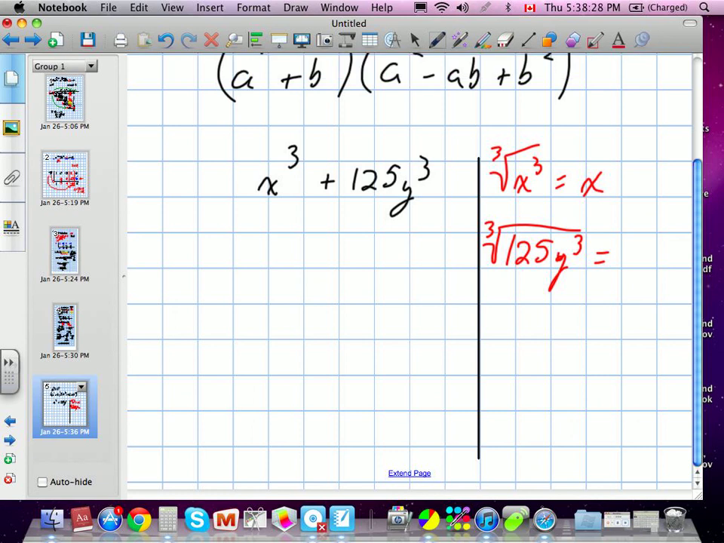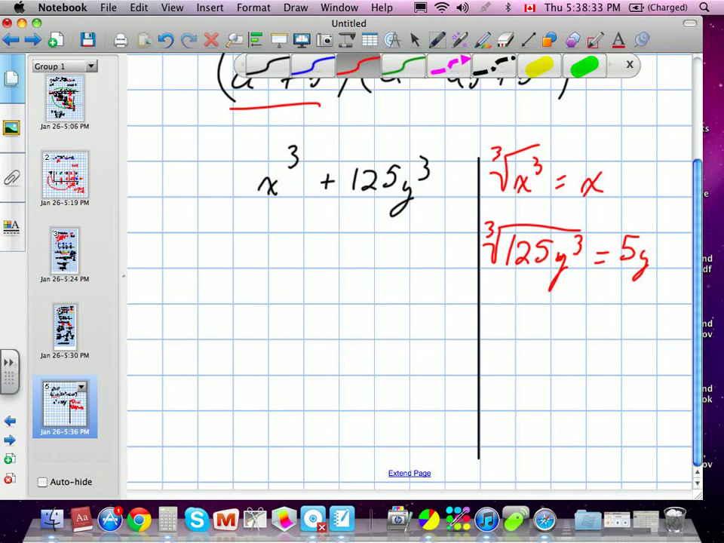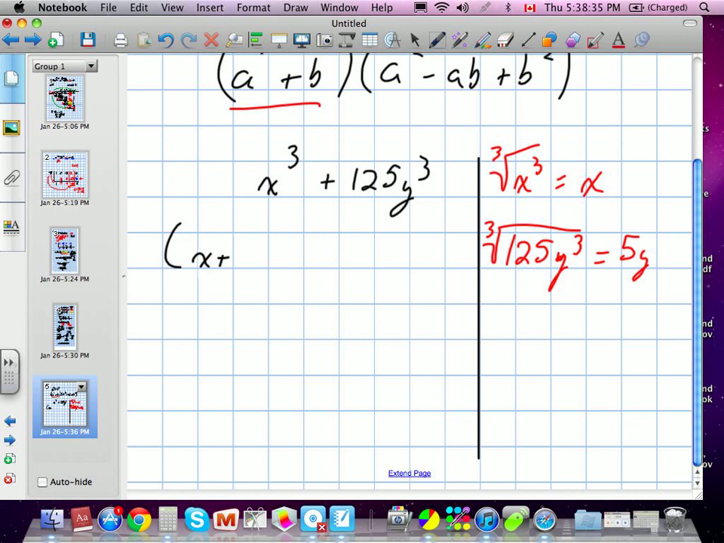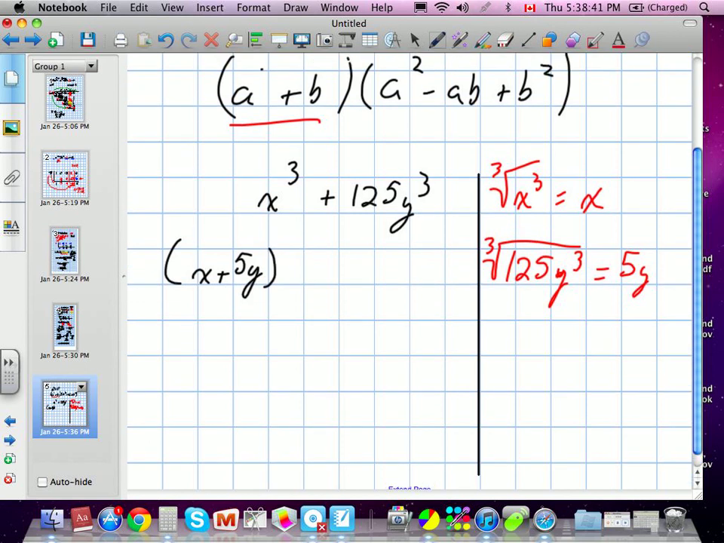So when we go to do the first part of these brackets, x plus 5y. Now what we're going to have to do is square these. So our a term squared. What's our a term squared? x squared minus a times b. Well, our a term is x and our b term is 5y, so we get 5xy plus, and then we square 5y. What will that give us? 25y squared. Okay, so we've got that part there.